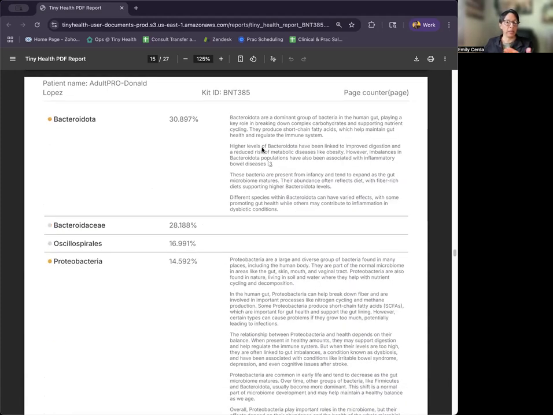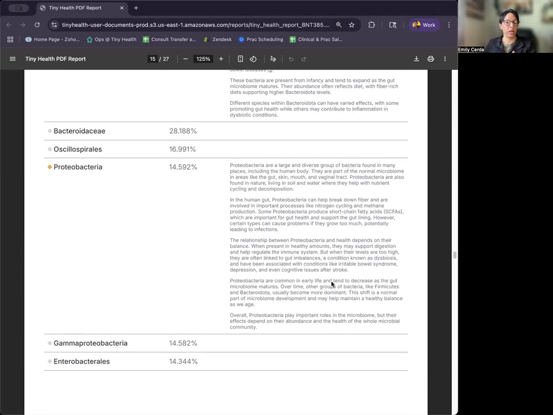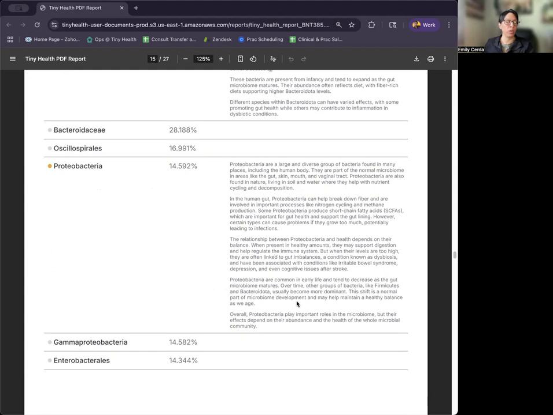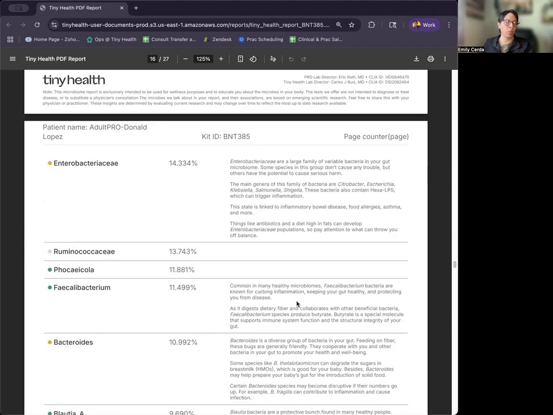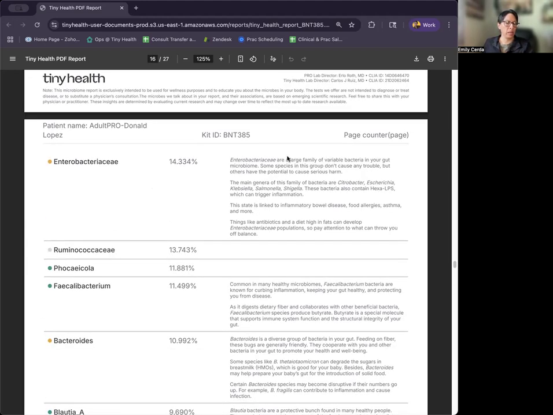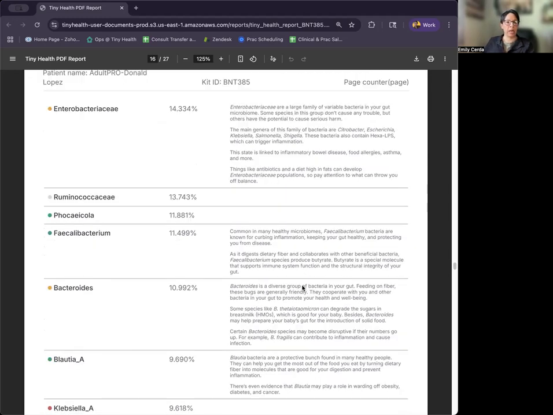Then we get into the top 20 species. So here we can see that the Bacteroidota and what those mean, the proteobacteria, what those consist of. So you will get some more information on what's in this individual's gut, including Enterobacteriaceae.